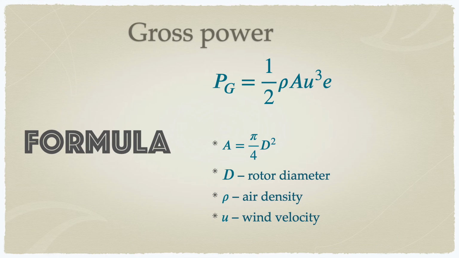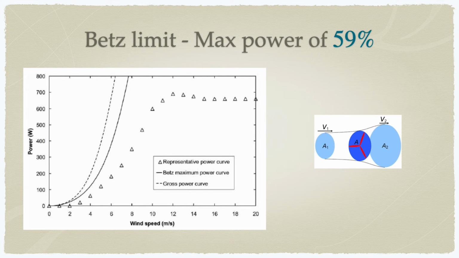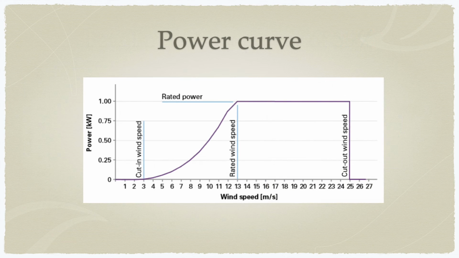Gross power is equal to half ρAv³Cp. That's the limit, max power coefficient of 59%. Power curve.